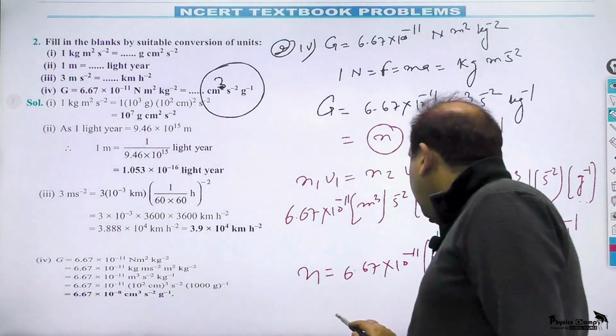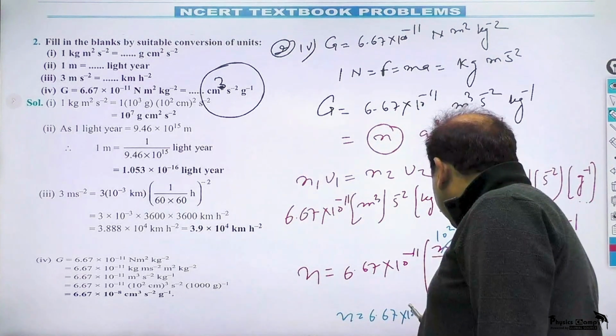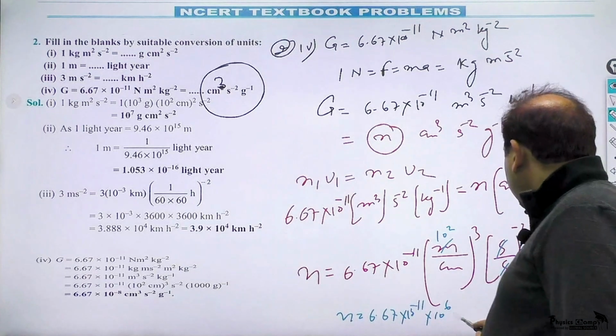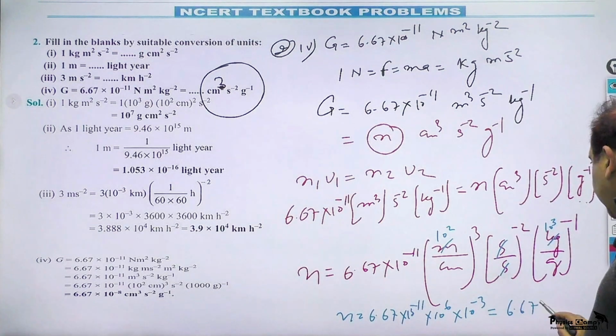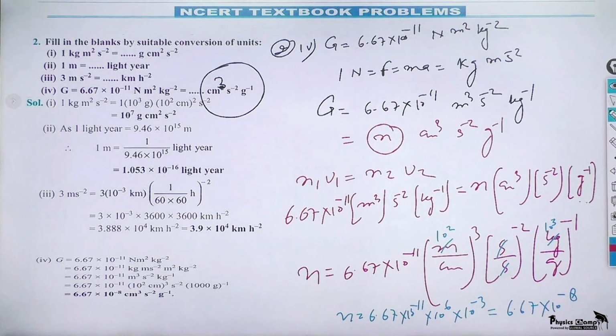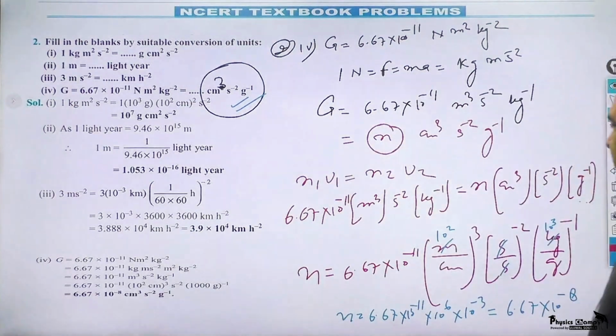So we'll have the value of n as 6.67 × 10⁻¹¹ into 10⁶ into 10⁻³. So it is 6.67 × 10⁻⁸. This is the numeric value in this new system, centimeter cube or CGS system. So this is question number 2, fourth part.